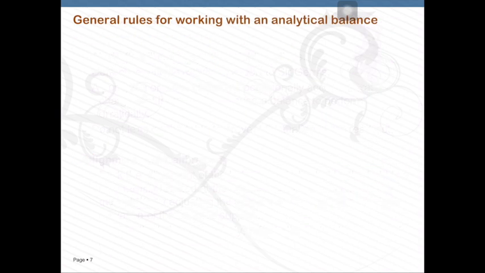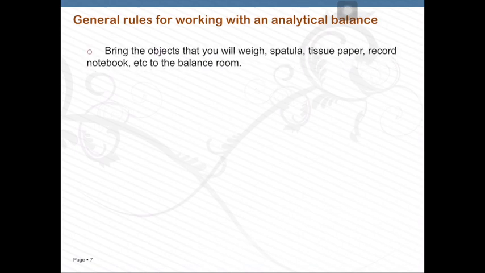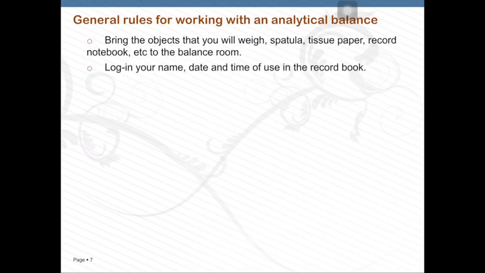General rules for working with an analytical balance. Bring the objects that you will weigh with you. The spatula is like a small spoon that is used to weigh objects or transfer solids. Bring tissue paper, record book and notebook, and some other objects that you might need. Beside the analytical balance, there is a logbook. So log your name, date and time of use in the record book.